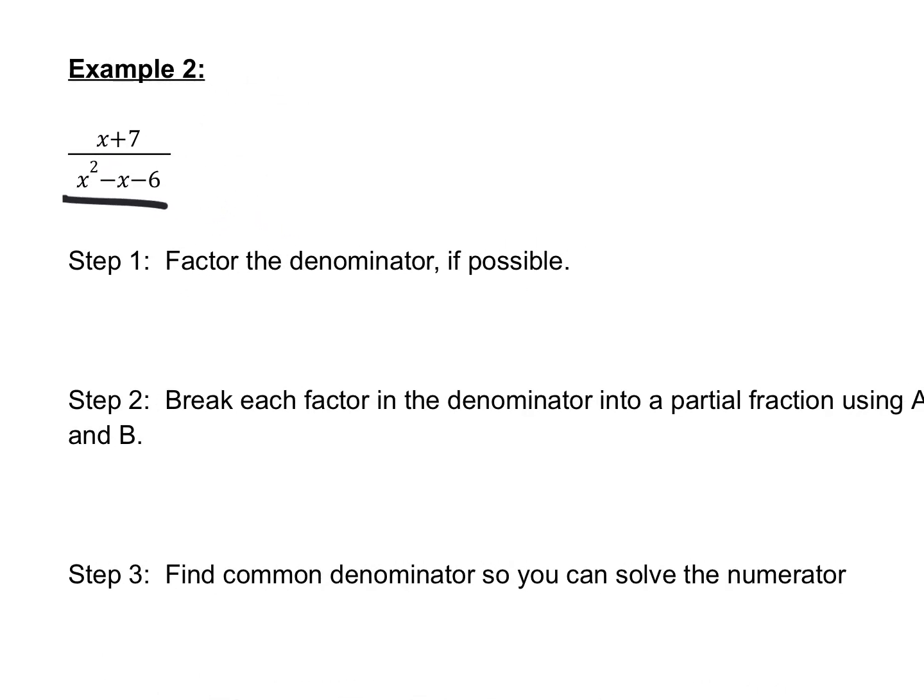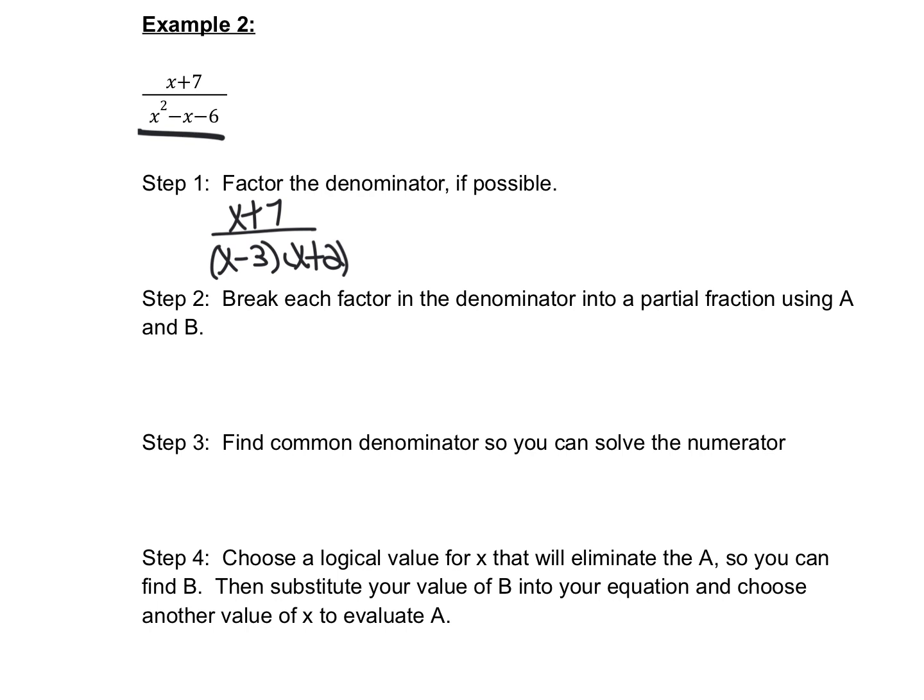So we would have x plus 7 in the top, and then thinking what multiplies together to be negative 6 and adds together to be negative 1, so we'd have x minus 3 and x plus 2. So our first thing we did was we just factored our denominator.